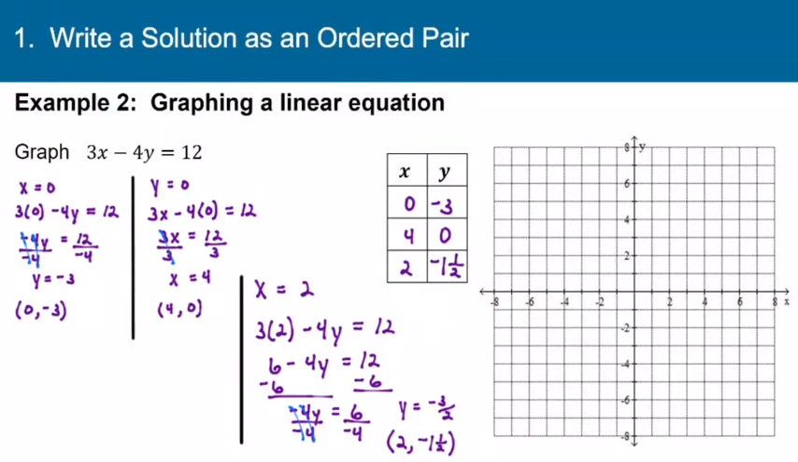Okay, so now let's graph our 3 points. 0, negative 3 is going to be straight down from the origin, 3 steps. 4, 0 is going to be right from the origin. And then 2, negative 1.5, we would go right 2, down 1.5, and put a dot there. And you can see those form a pretty straight line.